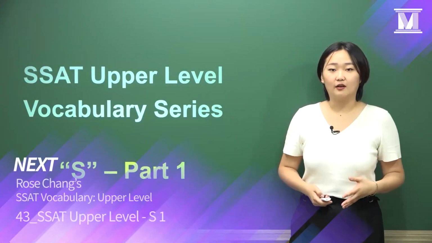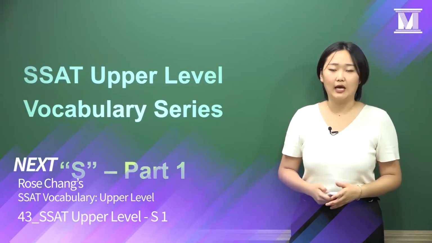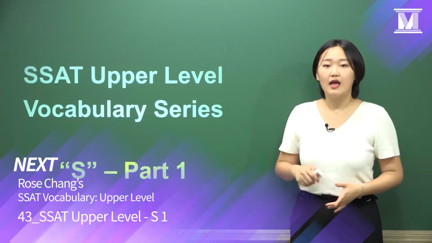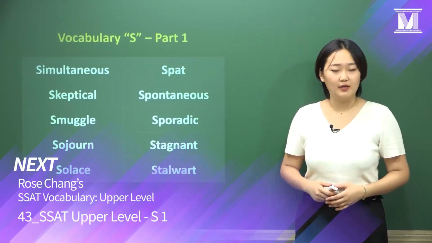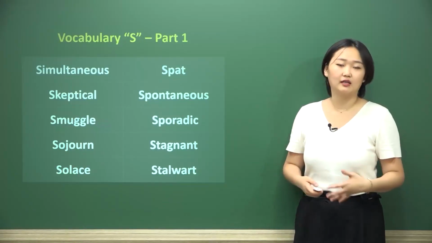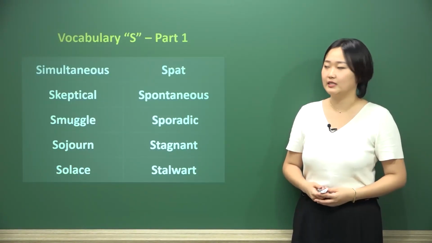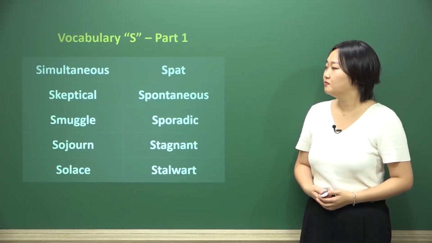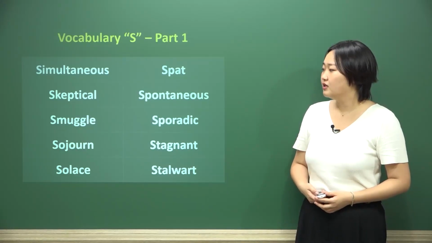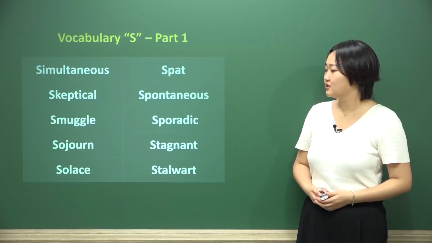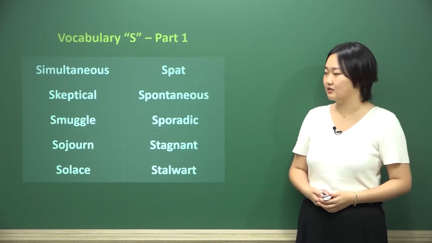Let's go ahead and get started with S part 1 and look at the 10 words we're going to be looking at today. And they read as follows. So like always, let's take a look at them, say them correctly, and that way we know what the pronunciation is. Simultaneous, skeptical, smuggle, sojourn, solace, spat, spontaneous, sporadic, stagnant, and stalwart.